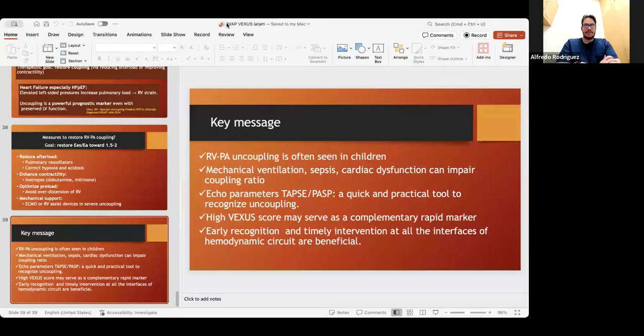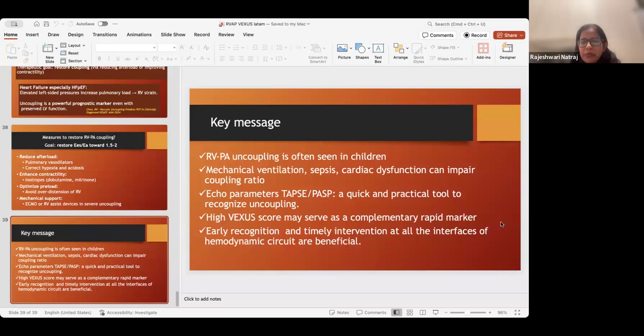So my first question will be, because VExUS may reflect congestion from multiple mechanisms beyond RV-PA uncoupling, how do you recommend clinicians differentiate whether a high VExUS score is driven primarily by impaired RV coupling versus other factors, such as RV diastolic dysfunction, elevated intrathoracic pressure, or fluid overload? How can you separate that?